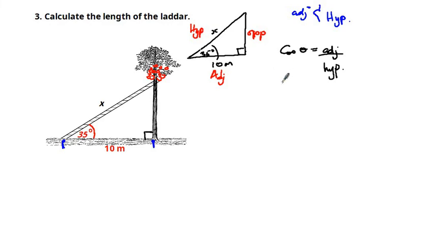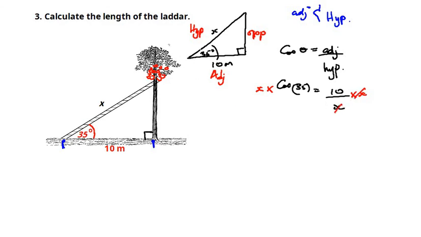Alright, so let us do the substitution now. So cos theta, theta is 35 degrees. Cos 35 equals, what's the adjacent side? 10 meters. 10 over, what's the hypotenuse? X. Because we don't know the hypotenuse, that's what we want to find. So we need to get x by itself now. How can we do that? So similarly to the first problem, we multiply this side by x, multiply this side by x as well.